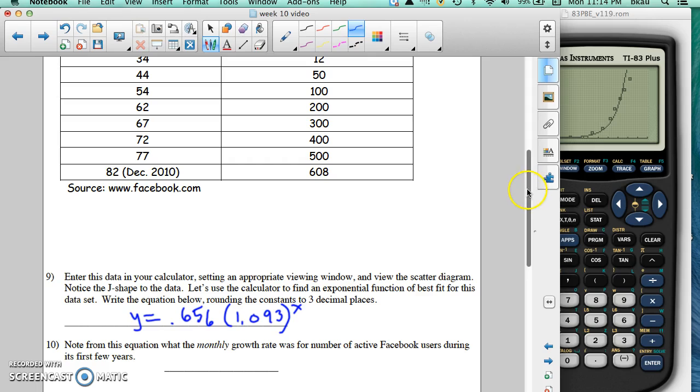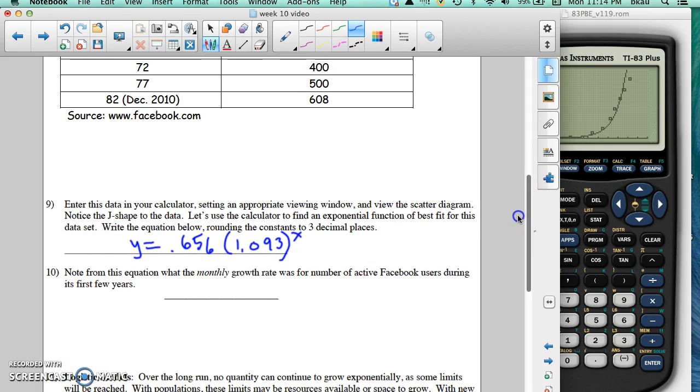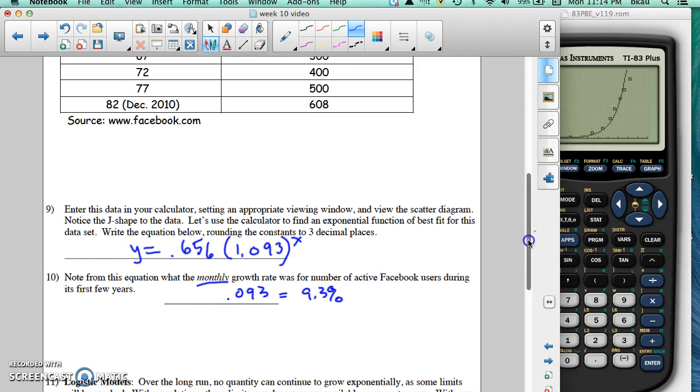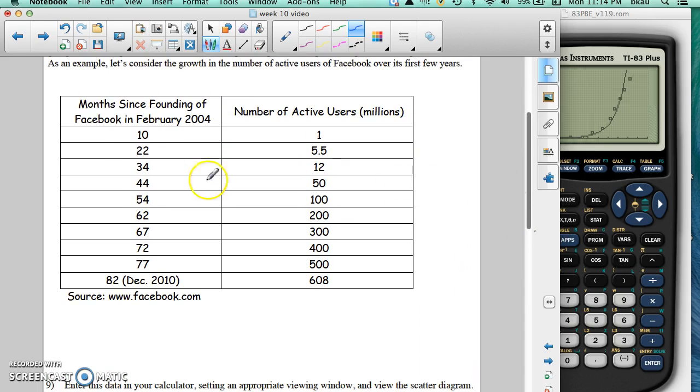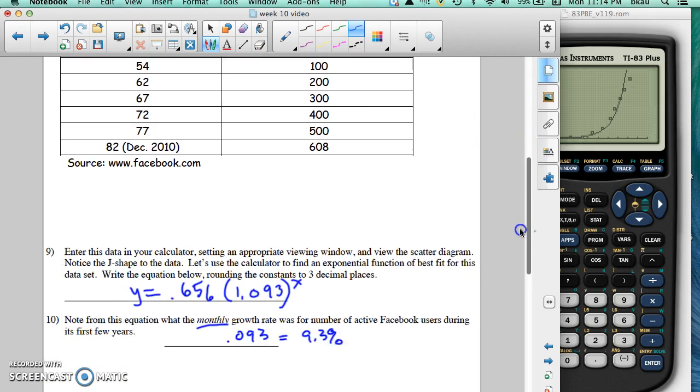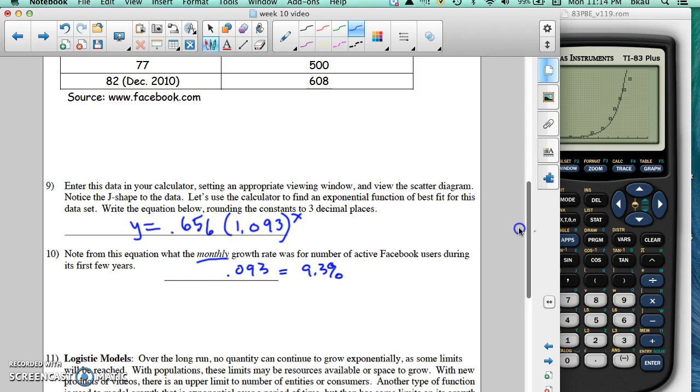Okay, so we found the exponential model. It's a recent fit. We're going to go to the monthly rate here, which I was mentioning. It looks like that is 0.093, or 9.3%, your monthly growth rate. And we know it's monthly because that's what it's set up as here in our chart, monthly. So that was our time increment.